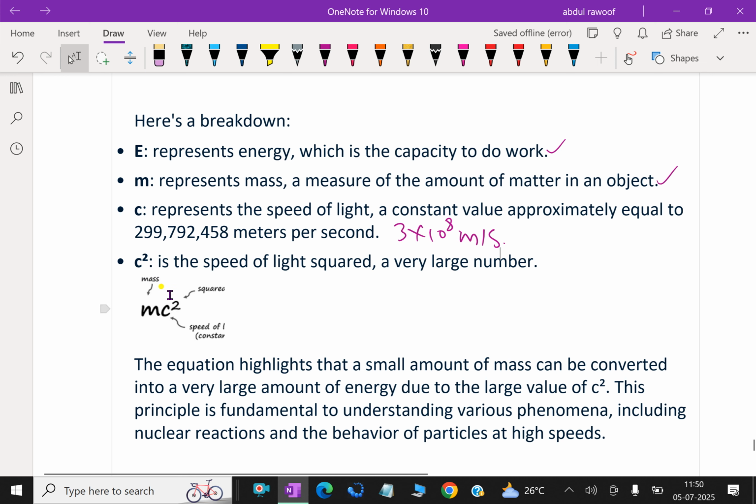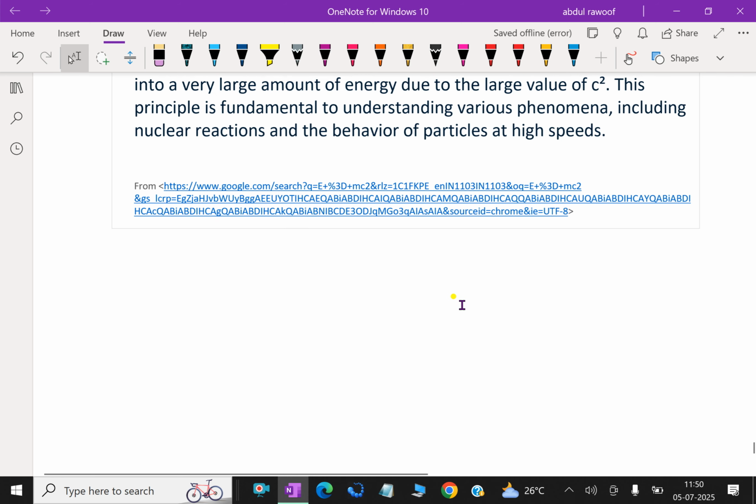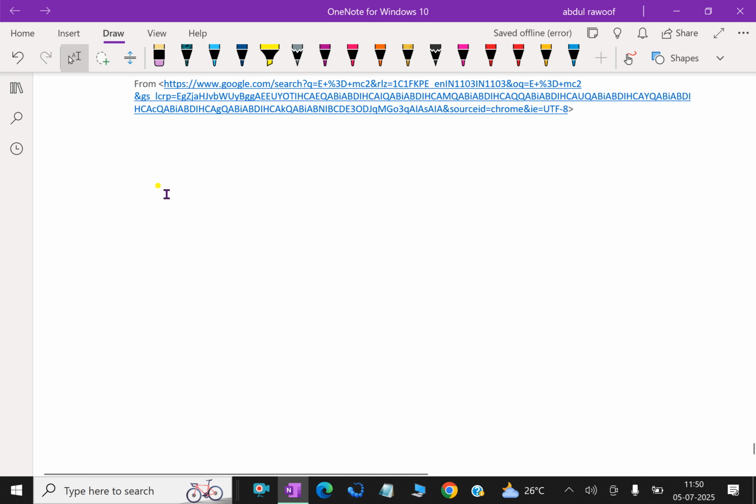Now here, mc squared, where m is the mass and c squared is the square of the speed of light. The equation highlights that a small amount of mass can be converted into a very large amount of energy due to the large value of c squared. This principle is fundamental to understanding various phenomena, including nuclear reactions and the behavior of particles at high speeds. Now, let us discuss further about this equation. First of all, we'll discuss the proof.